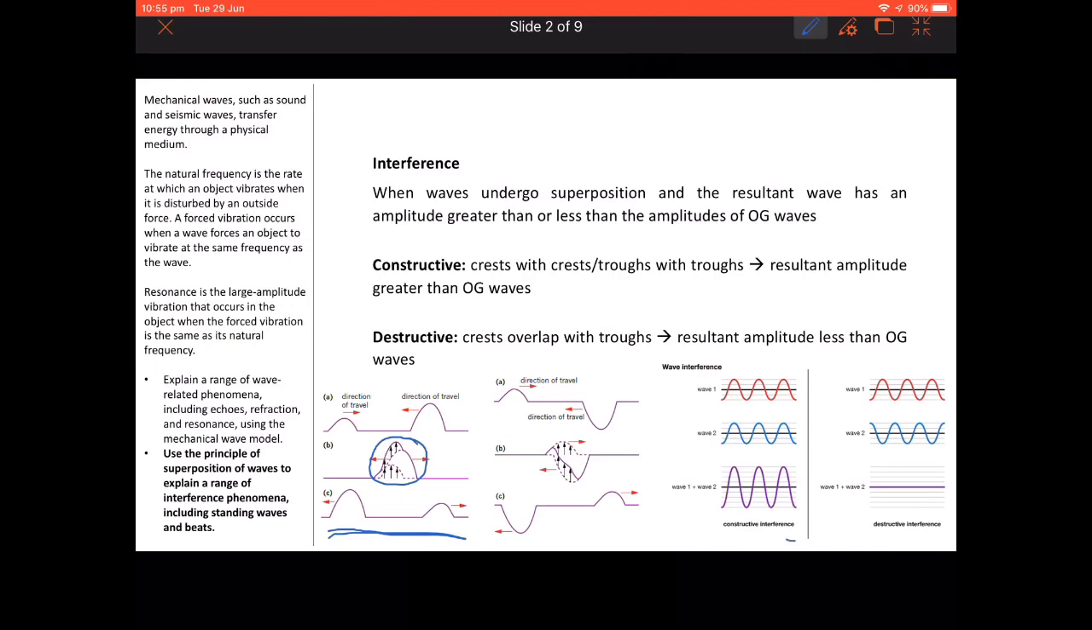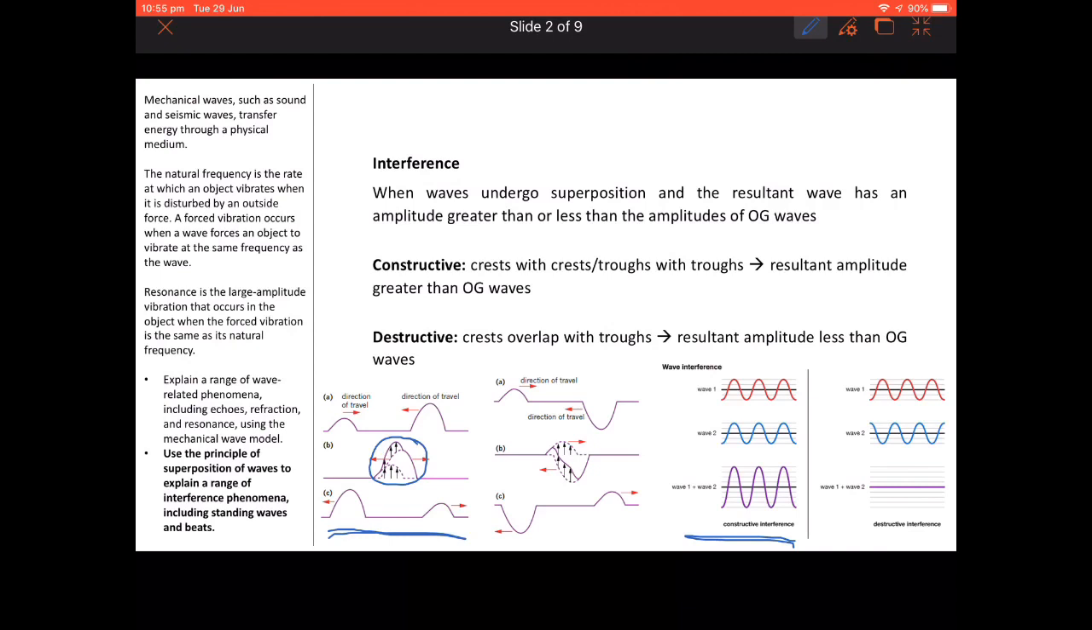We've also got constructive interference occurring here. So this is when waves of the same amplitude and same frequency interact. The overall wave that results has the same frequency, but the amplitude is double the amplitude of both original waves, so they've just been added to each other.